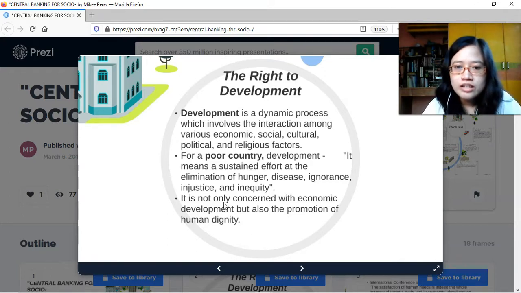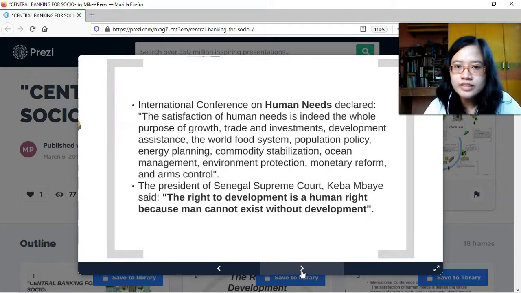Okay, it is not only concerned with economic development but also the promotion of human dignity. So people's rights, people's welfare. The International Conference on Human Needs declared the satisfaction of human needs is indeed the whole purpose of growth, trade and investments, development assistance, the world food system, population policy, energy planning, commodity stabilization, ocean management, environmental protection, monetary reform, and arms control.